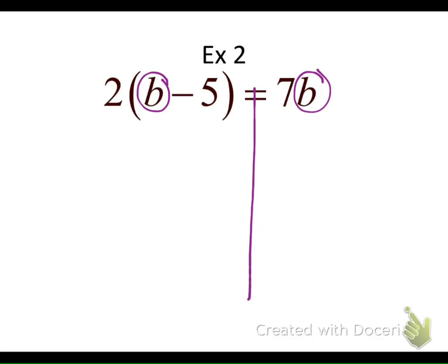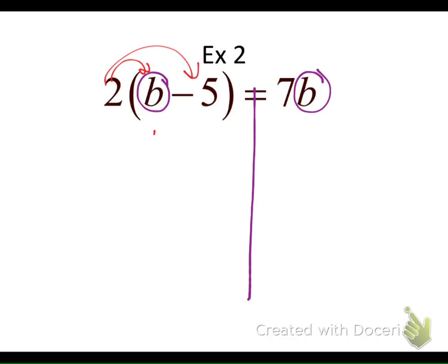So according to my notes, I'm going to follow my step 1, which says simplify each side of the equation. So I'm going to look on my left side. Can I simplify my left side? Yeah. So the first bullet part is to distribute. Can I distribute? Yes. So what number am I going to distribute with? 2 times b minus 10.